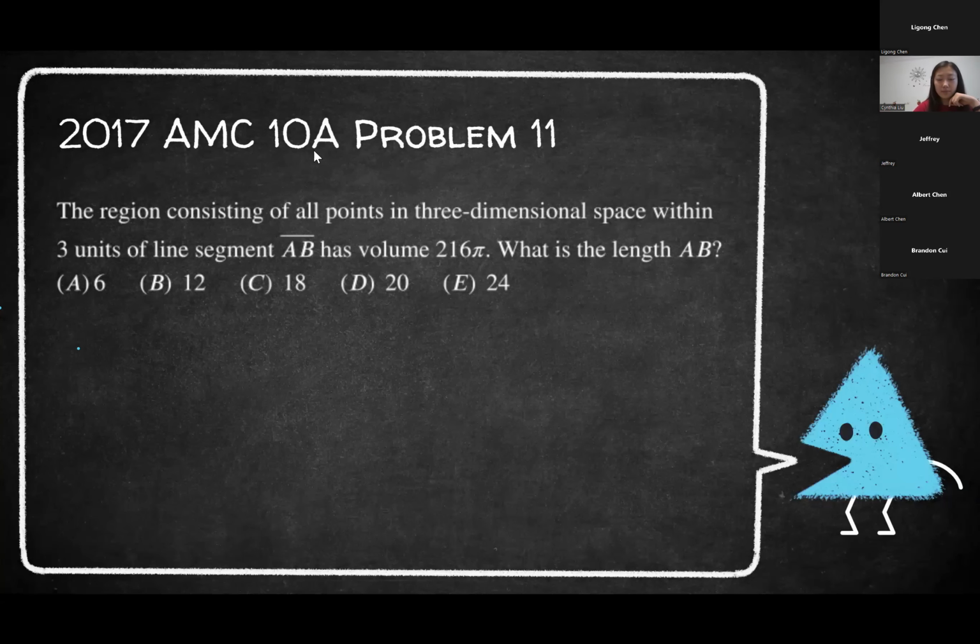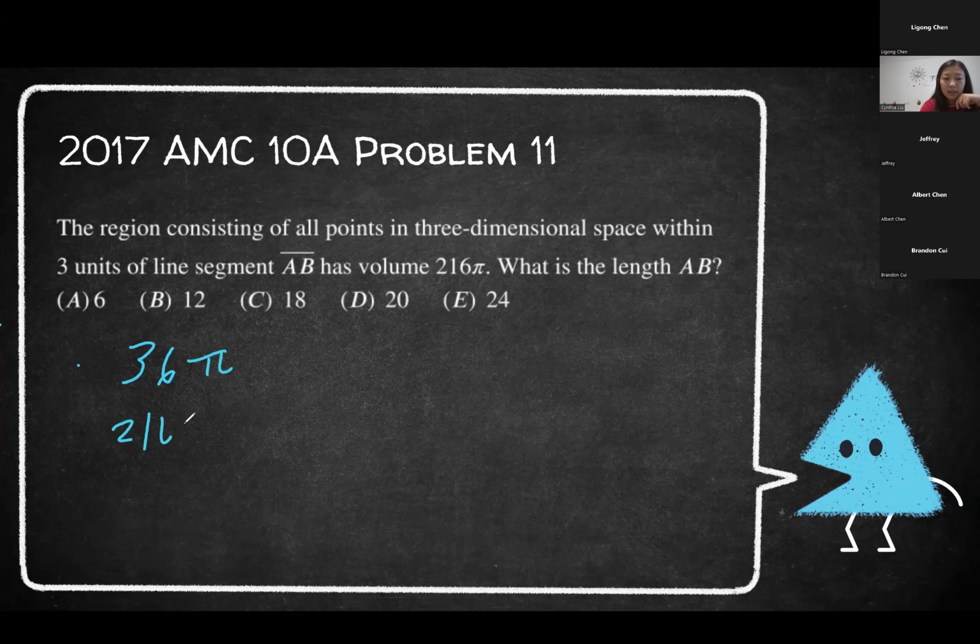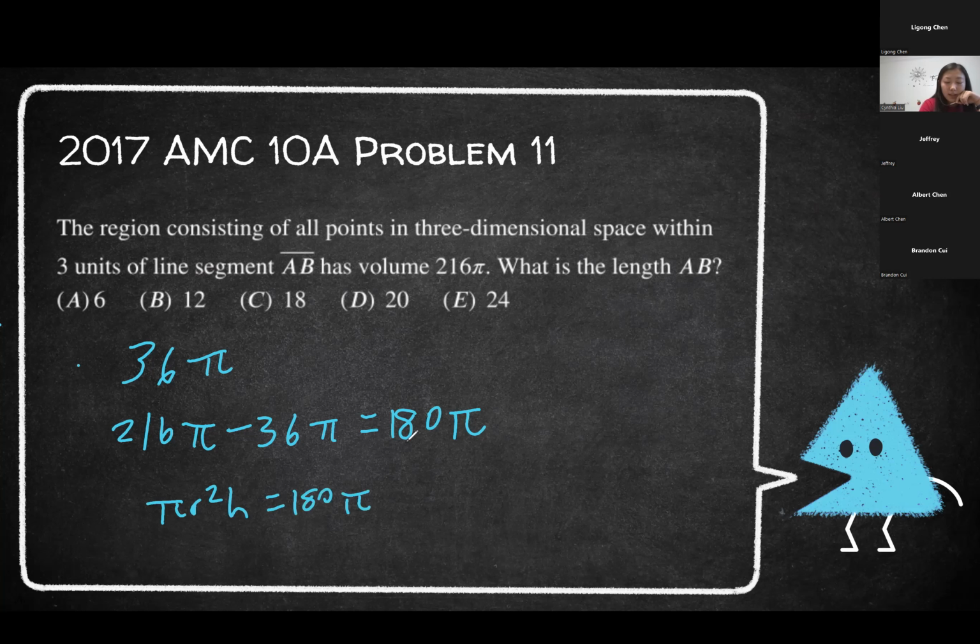So anyways, we have 2 hemispheres and the total volume was 36 pi. And the total volume of the entire thing is 216 pi. So we need to subtract to find the volume of the cylinder, right? So the volume of our cylinder will be 180 pi. And we know that the volume of a cylinder is pi r squared times the height. And we have that the radius is 3, so 9 pi times the height. And the height is the length of AB.